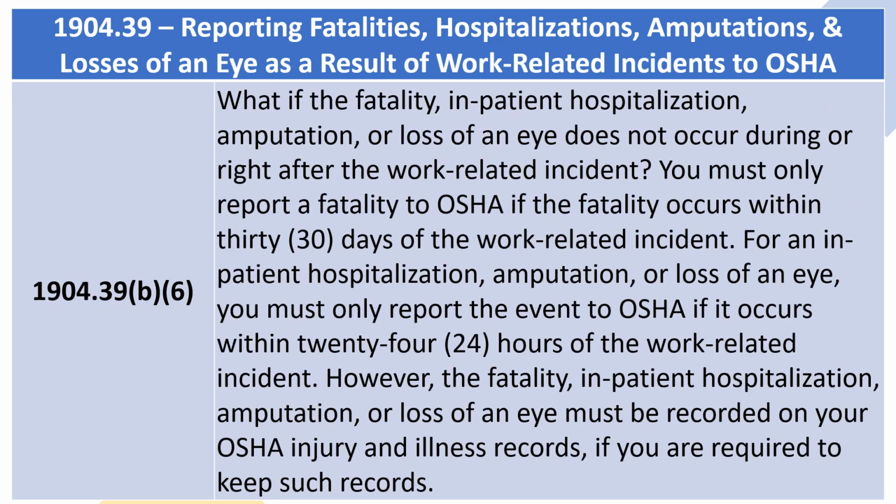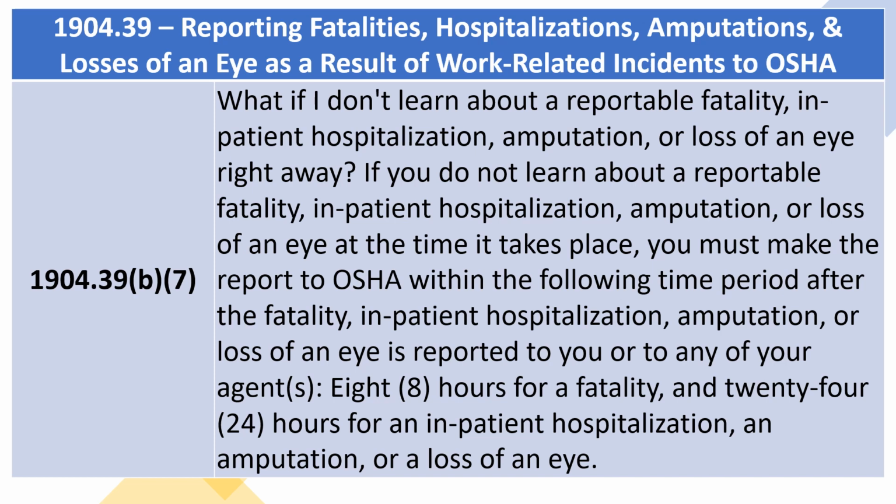1904.39(b)(6): What if the fatality, inpatient hospitalization, amputation, or loss of an eye does not occur during or right after the work-related incident? You must only report a fatality to OSHA if the fatality occurs within 30 days of the work-related incident. For an inpatient hospitalization, amputation, or loss of an eye, you must only report the event to OSHA if it occurs within 24 hours of the work-related incident. However, it must be recorded on your OSHA injury and illness records, if you are required to keep such records.